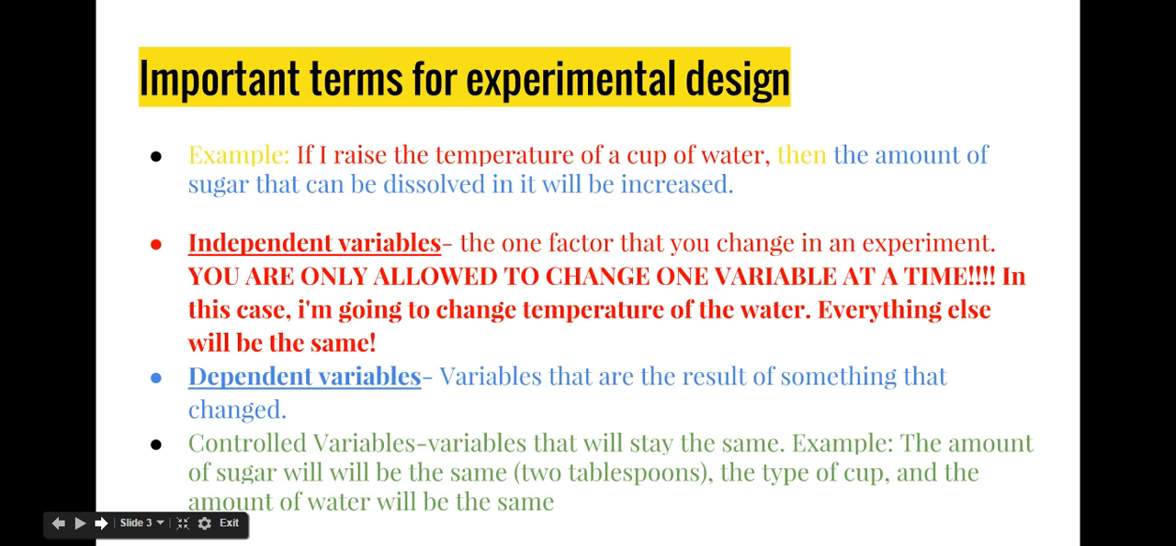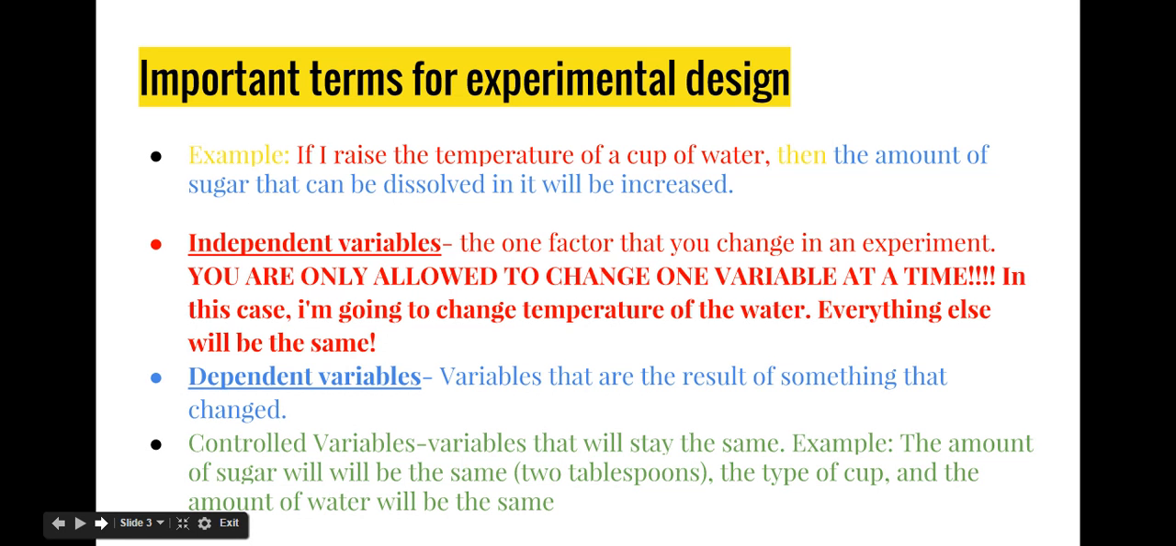So you have three variables in every single experiment. You have the independent variable. This is the one factor that you change in an experiment. Notice how it's in bold. You are only allowed to change one variable at a time. A lot of you on your science pretest put that you can test variables at a time. You can test 5, but you have to do 5 different experiments, one for every variable. I repeat, you are only allowed to change one variable at a time.